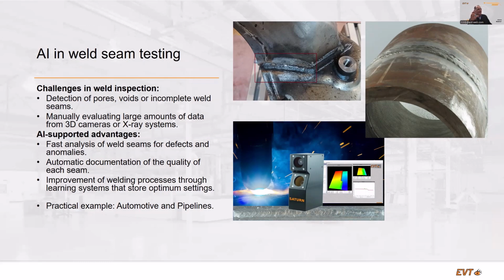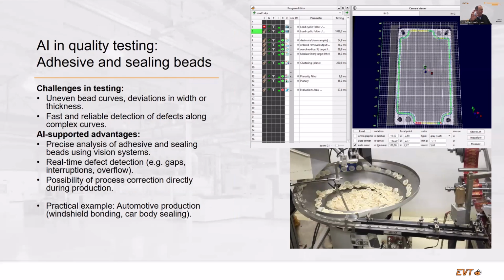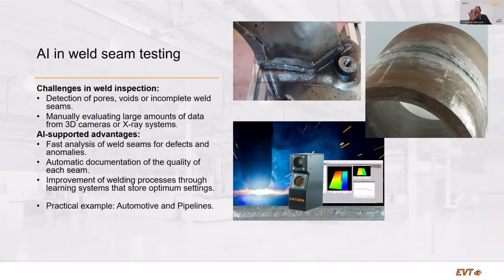If you have an adhesive inspection, means glue or seal, or if you have a weld inspection, of course, weld has some additional defects. Therefore, we have a pre-trained network for weld inspection, which knows all the different things like pores, voids, and this kind of things, which are difficult in this case to do with standard algorithms.